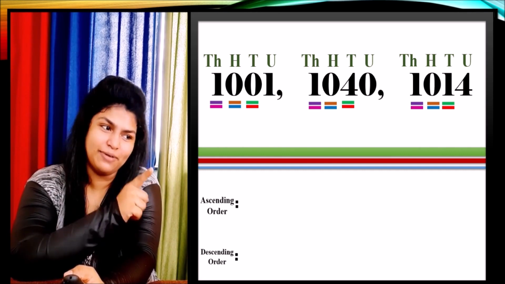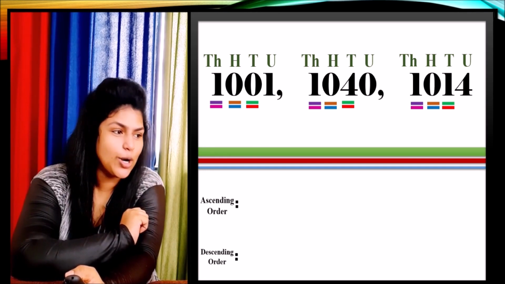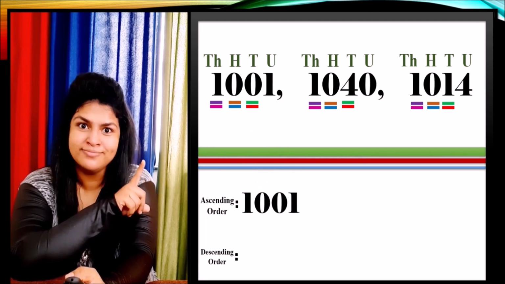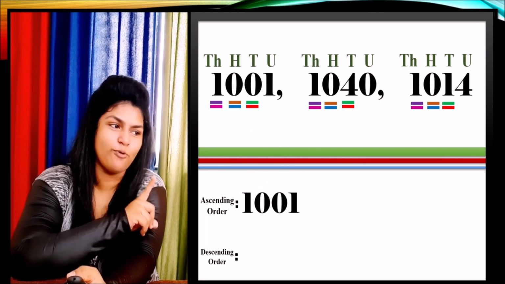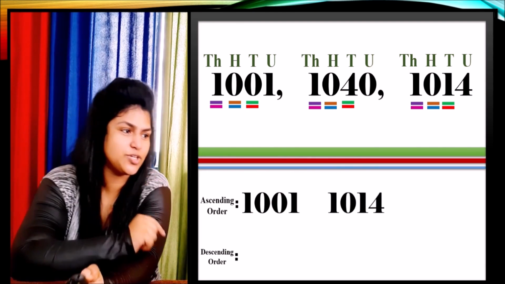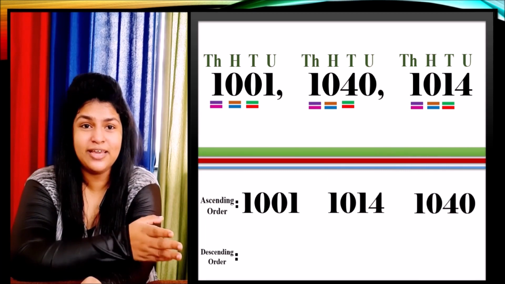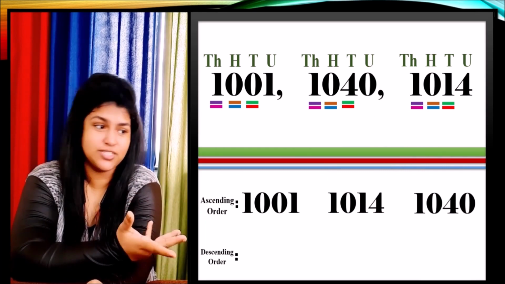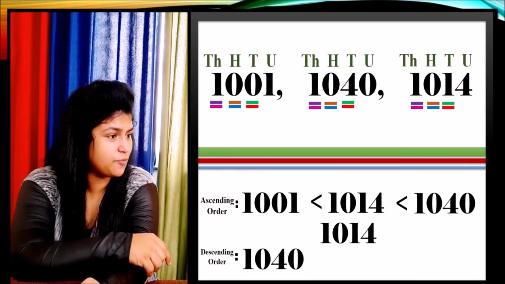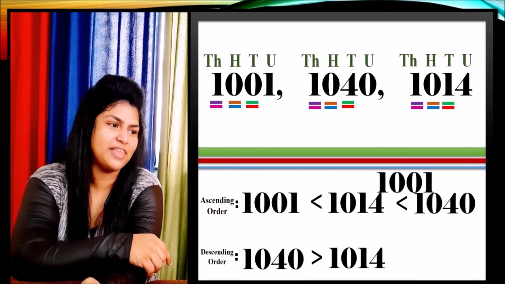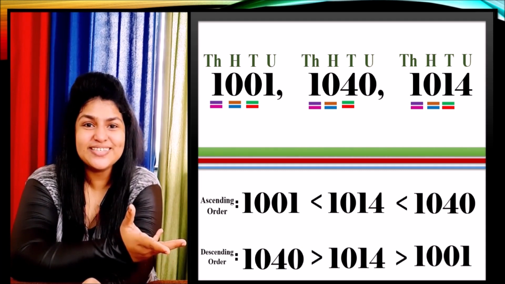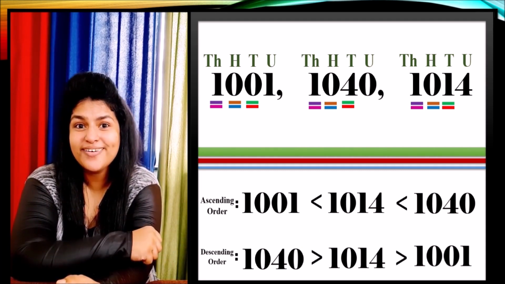So the entire number that you write in the ascending order. Then which one is a little bigger than that? The one with 1. So that is 1014. You will write that down and then finally you will write the biggest one, 1040. And finally quickly write the descending order, just the reverse, that is 1040, then comes 1014 and then you will write 1001 down. Finish. Your ascending and descending order is over.